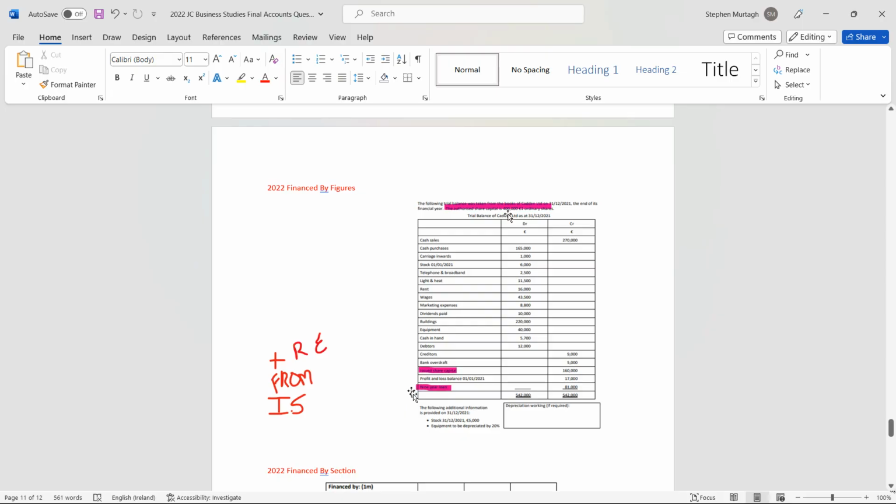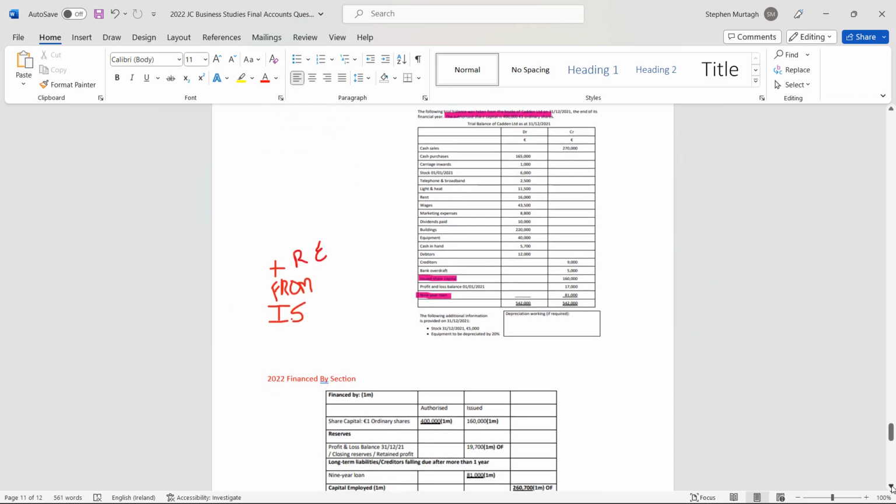So the issued share capital and the loan is where the money comes from to run the business, plus RE, retained earnings from your income statement, or your closing P&L balance, or whatever term you use in your question, you add that up. So you're going to need to use that last figure from the first page. Those are the things that are relevant for this particular section.